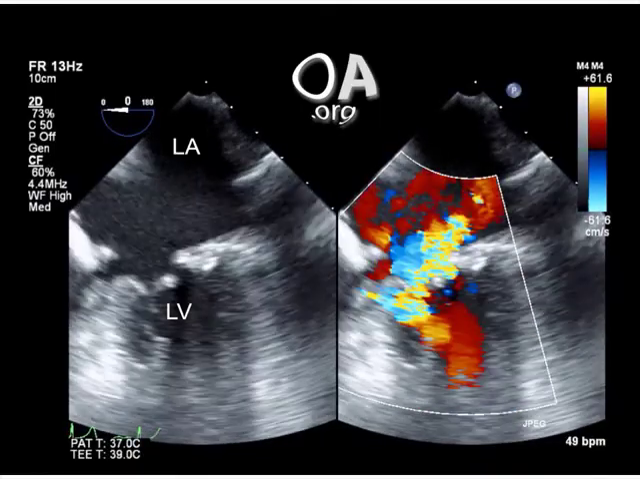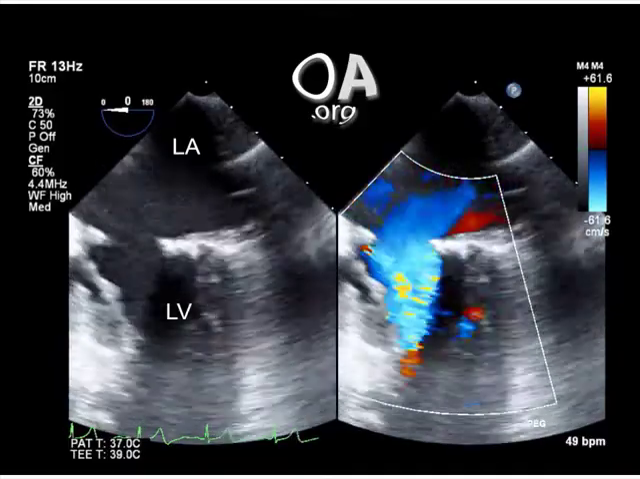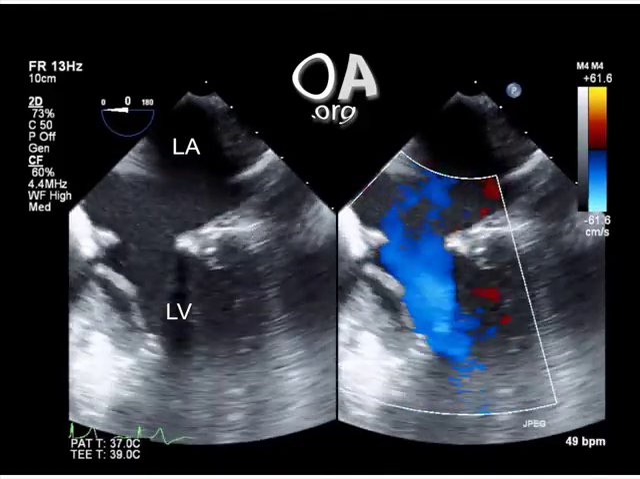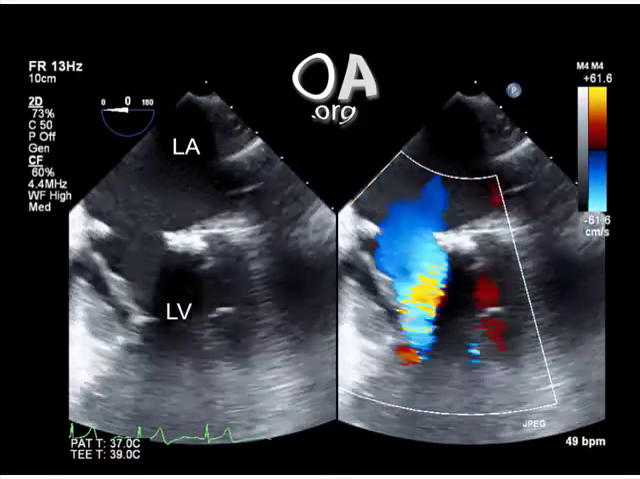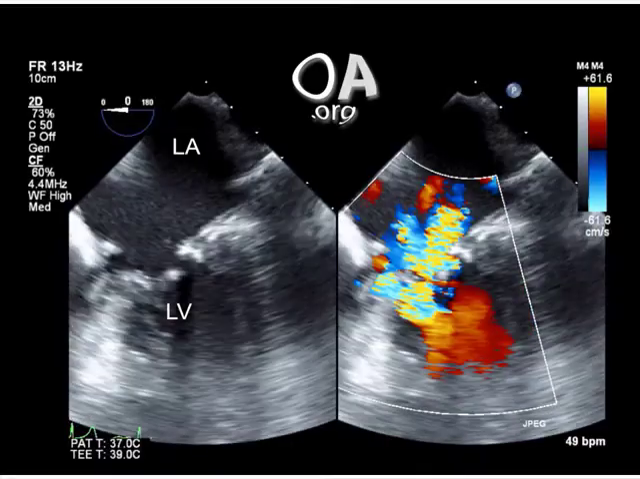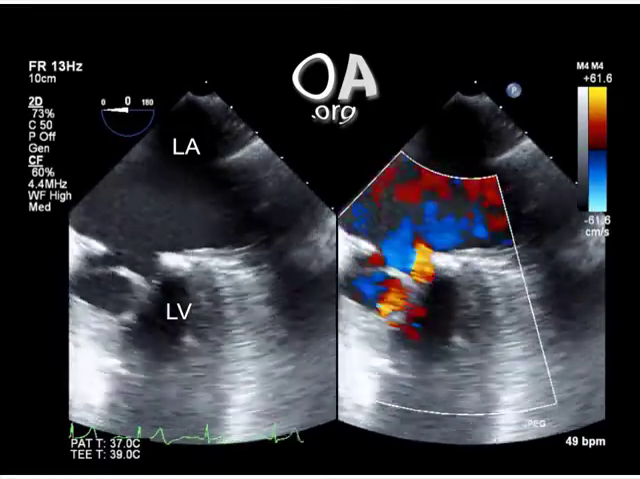This is a side-by-side close-up view of the mitral valve with and without color flow. In the left box, the anterior leaflet of the mitral valve is seen again to make contact with the interventricular septum, and on the color flow box on the right, significant turbulence of flow is noted in the left ventricular outflow tract as well as the mitral regurgitation.